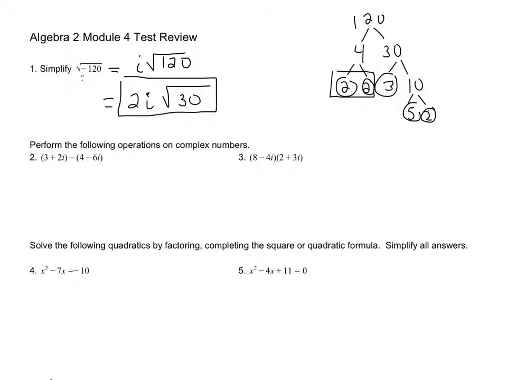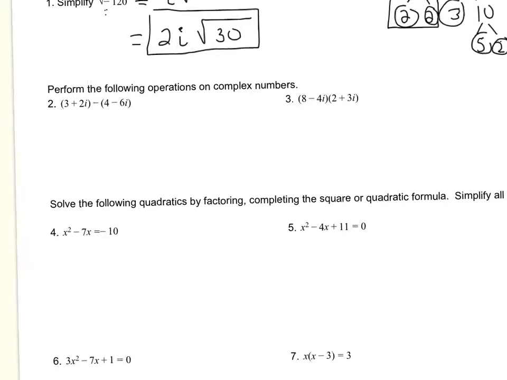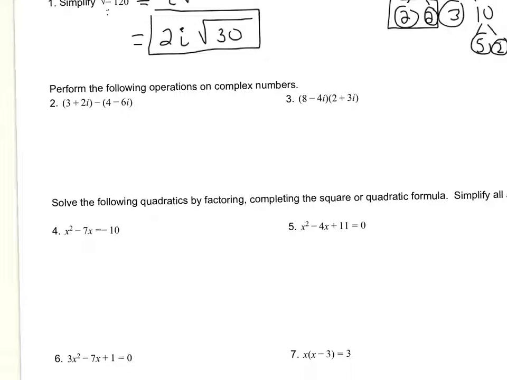Okay, these second problems talk about performing some operations on complex numbers. We have a subtraction and we have a multiplication. If you notice, this first one is subtraction because it has the subtraction sign. So this becomes 3 plus 2i, and then it will become plus negative 4 plus 6i. So the signs change in that second complex number. Then we could just add the numbers. So 3 plus negative 4 is negative 1, and 2i plus 6i is 8i.